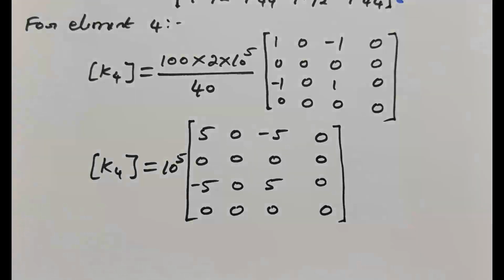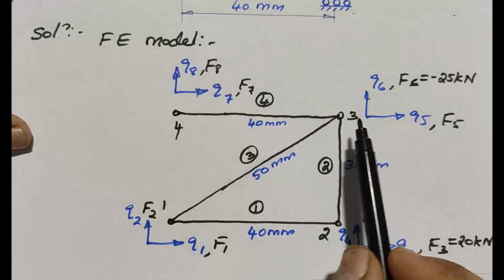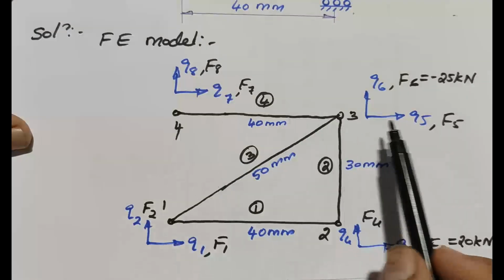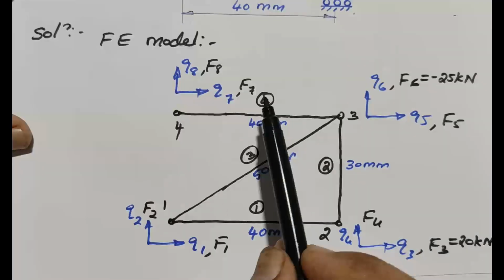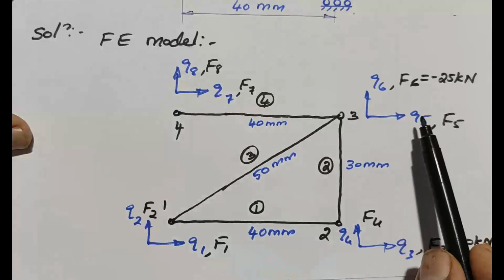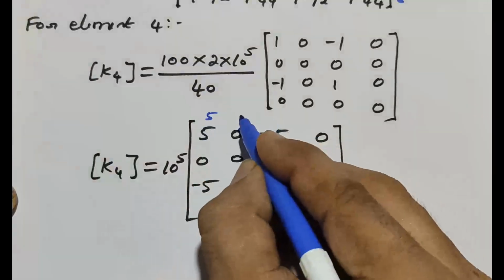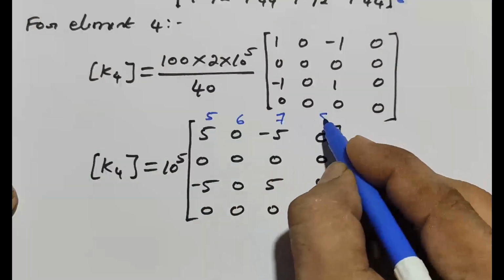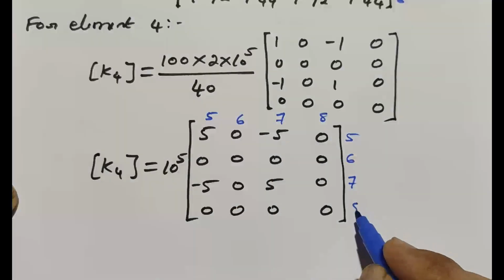Next we have to give the numbering. See here, element number 4, it connects node number 3 to node number 4. At node 3 the displacement is Q5, Q6, and at node number 4 the displacement is Q7, Q8. Therefore the numbering will be 5, 6, 7, 8. So numbering is 5, 6, 7, 8. Here also 5, 6, 7, 8.